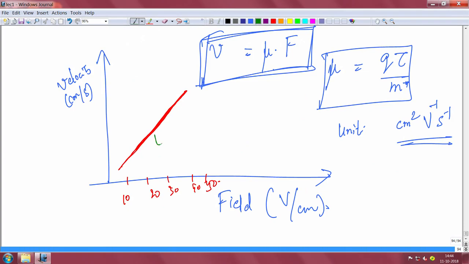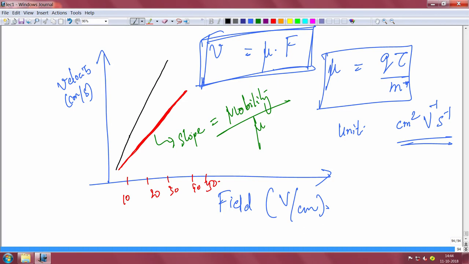And as you might now realize, the slope of this velocity and field is called mobility. So, the mobility of electrons is an indication of the slope between velocity and field. It indicates how rapidly you can change the velocity by applying a field. If this is one semiconductor, say X, and another semiconductor Y has a velocity-field curve like this, then this slope is higher than that slope, which means this particular material has a higher mobility.